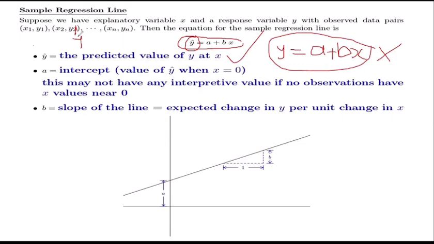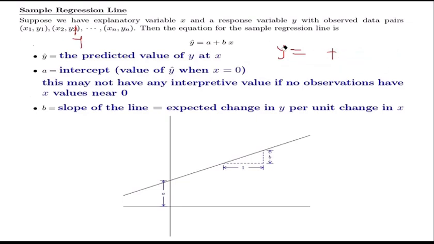And of course, x is the explanatory variable. Now, the main parameters of interest in the regression line are a and b. a, without x, is what we call the intercept, which is the value of y cap when x equals 0. This is the intercept, and b is the slope.